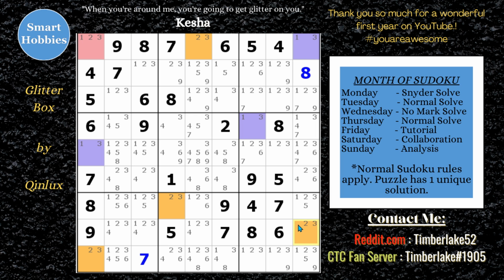And so we can get rid of that 1. And where can purple be in block 9? It has to be right here, right? That's the only spot where purple could be. So you can get rid of that 2 and that 9.